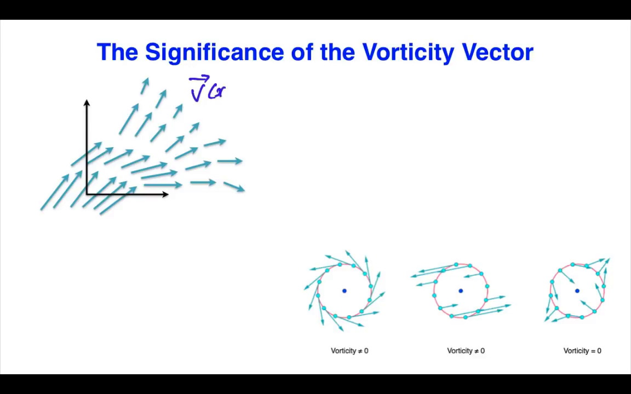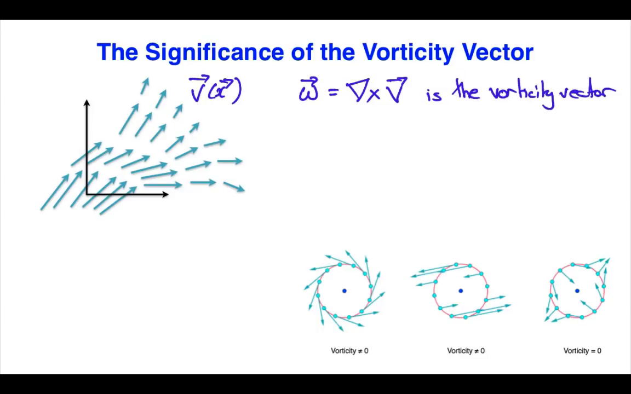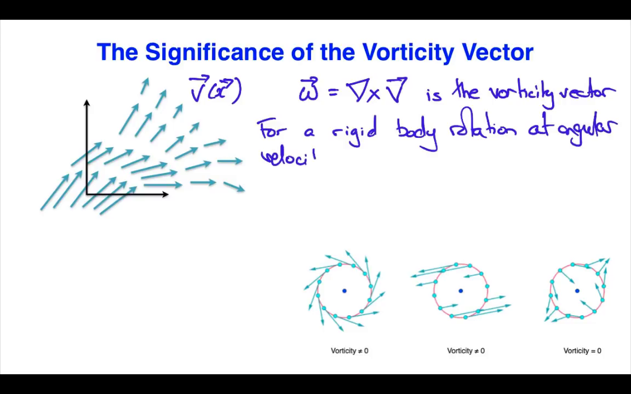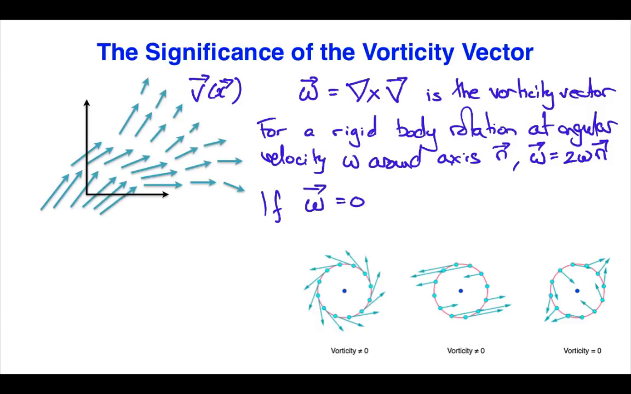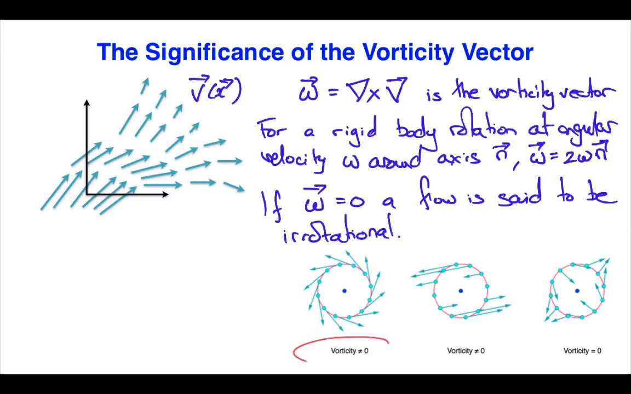So what does this tell us about the significance of the vorticity vector? Recall that for a velocity vector field V, the vorticity vector omega equals curl of V. And we saw that for a rigid body rotation with angular velocity omega about an axis defined by normal vector n, the vorticity is just 2 omega n. In other words, it has amplitude 2 omega and direction n. If omega is 0, then the flow is said to be irrotational.